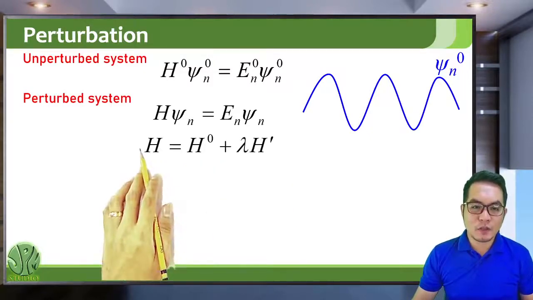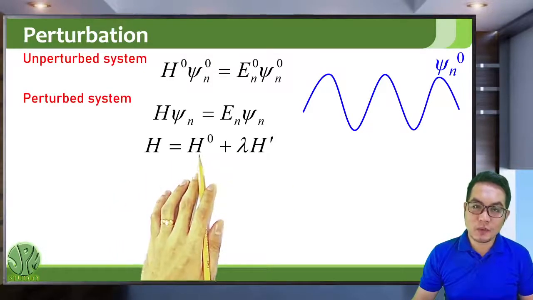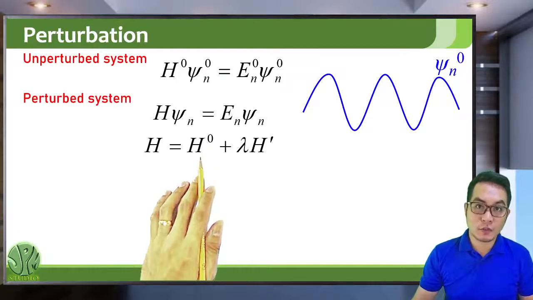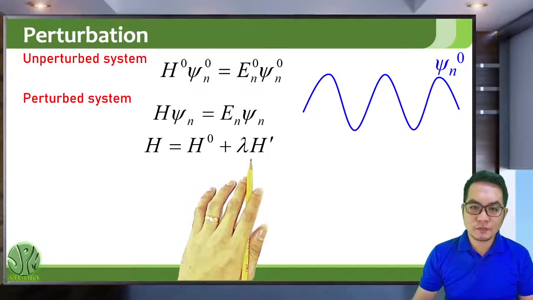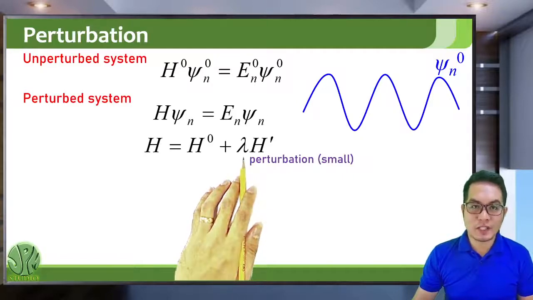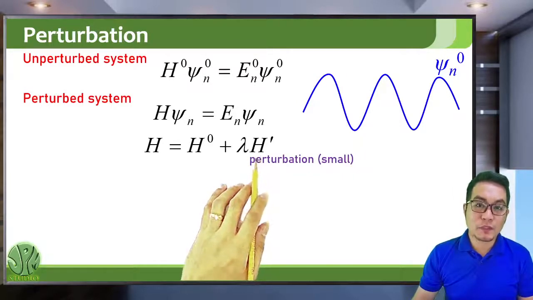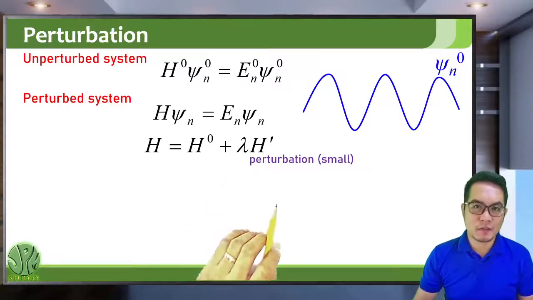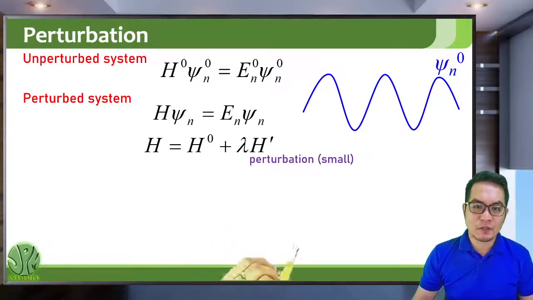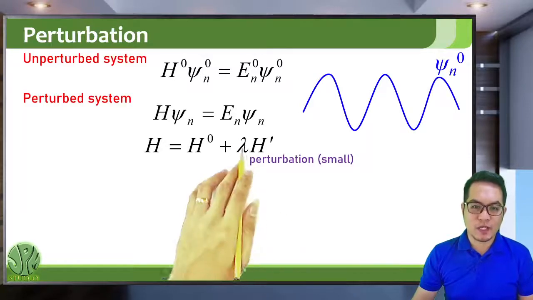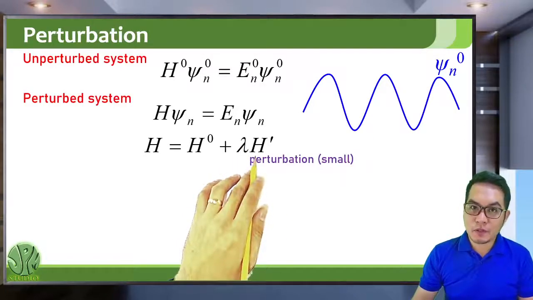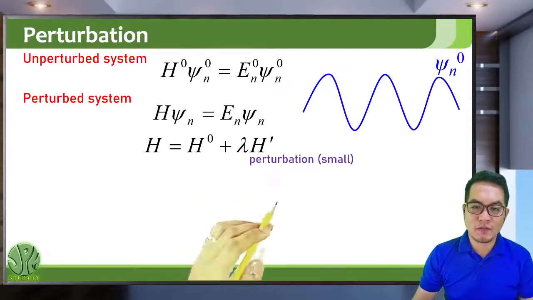So the new Hamiltonian is just the original Hamiltonian, the original total energy of the system, plus lambda H prime. Lambda is just a number. And H prime here is what we call the perturbation. It's usually very, very small. A very small perturbation energy, H prime. So the perturbation Hamiltonian or perturbation energy is usually very small.